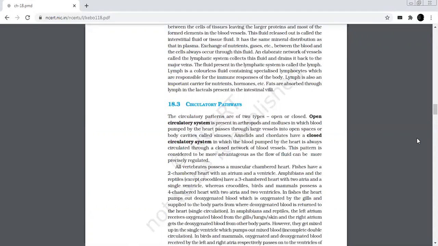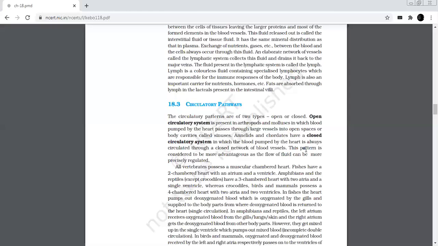Depending upon the circulatory pattern in higher organisms, the circulatory system is of two types. One is called open circulatory system, another one is called closed circulatory system. Let us see what is open. In open circulatory system, blood pumped by heart is passed through a vessel into the space or body cavity known as sinuses. From there, the blood is collected by large veins which open into heart. In this type of system, the blood does not contain the respiratory pigment and if present, it dissolves in plasma. This type of system is found in arthropods and molluscs. There is no capillary system.